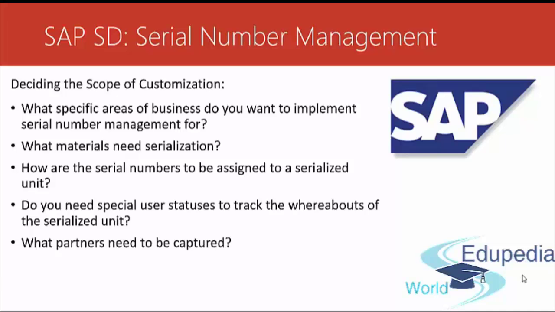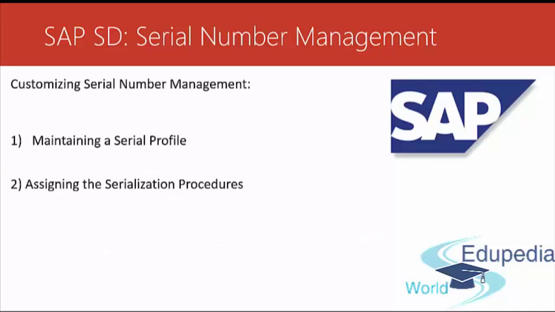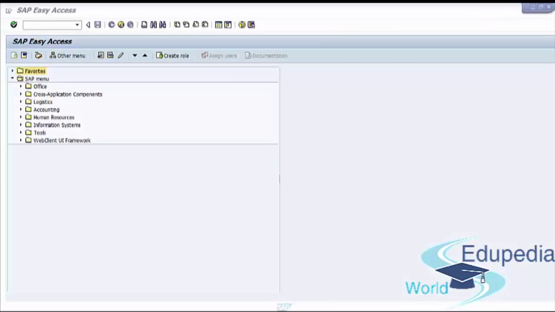After answering all these questions, we can start customization of serial number management. Customizing serial number management includes maintaining a serial profile and assigning the serialization procedures. Now, we will take a closer look at each of these steps. So, first step is maintaining a serial profile.